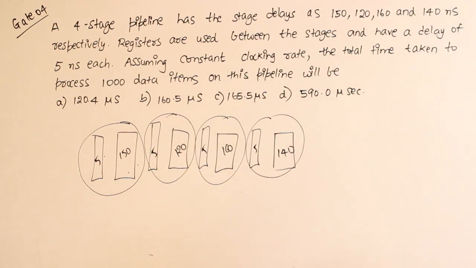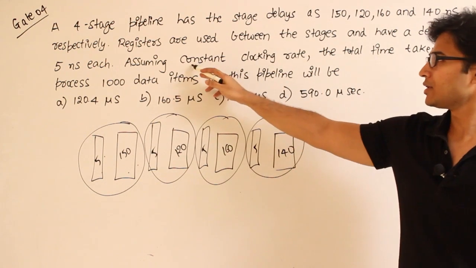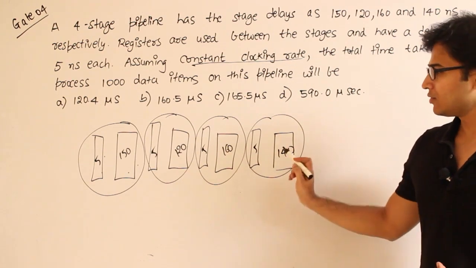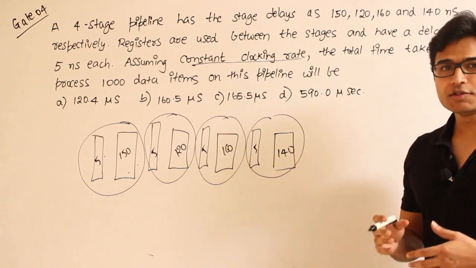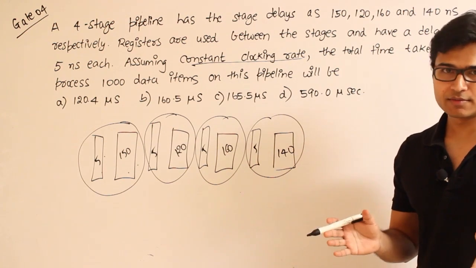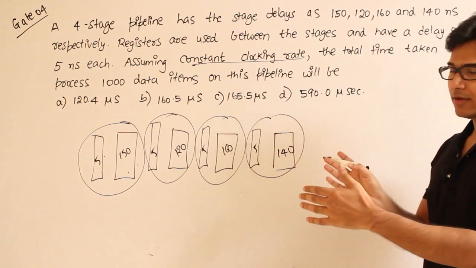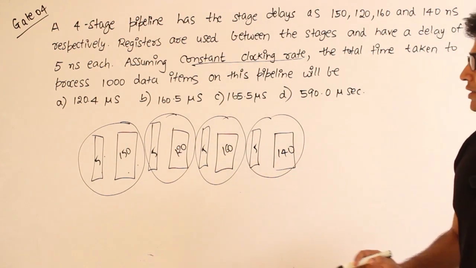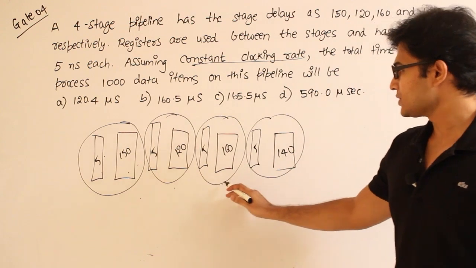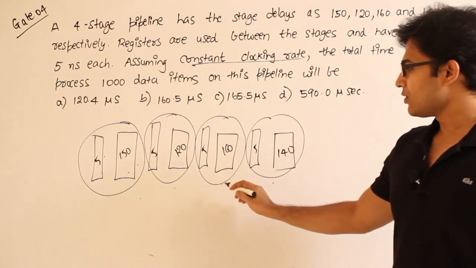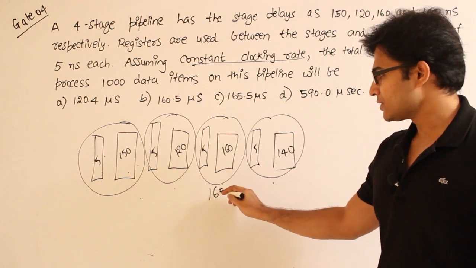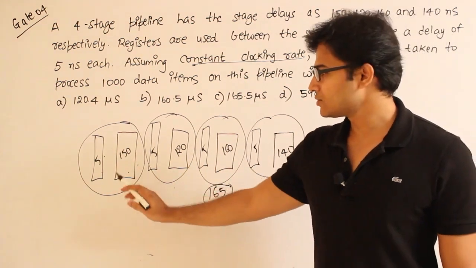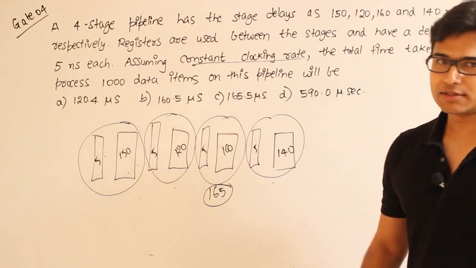Assuming constant clock rate. This word is important. Constant clock rate means if you have to get the constant clock rate, even though the delays are uneven, you have to assume the largest delay possible, and you have to assume that every stage needs that. So in this case, it is 155, 125, 165, 145. Therefore the largest stage delay is 165.